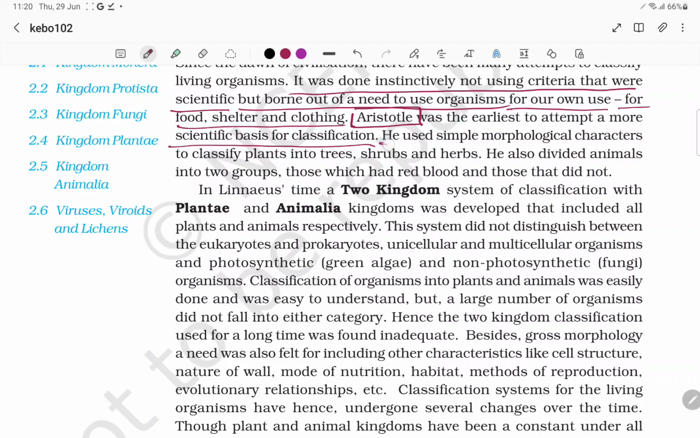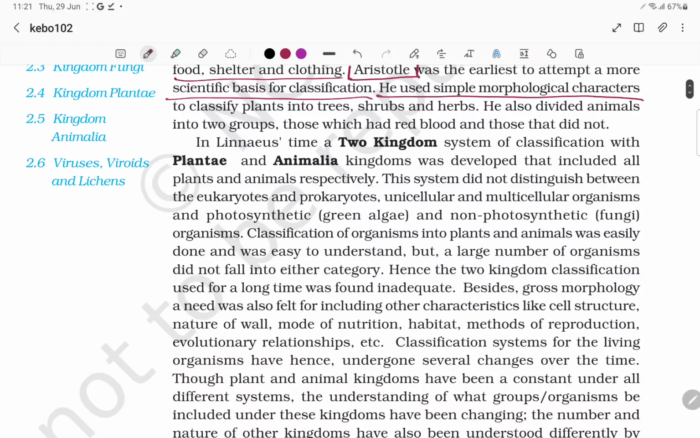So what is the one he considered? This is a very important point from the NCERT basis. He considered the morphological basis. If you see R.H. Whittaker, you can tell the cell wall, cell type, nuclear membrane, mode of nutrition, mode of reproduction, and we have the phylogenetic, all these things. But Aristotle made an attempt to classify the organisms mainly based on the morphological characters, and he classified the plants into trees, shrubs and herbs.